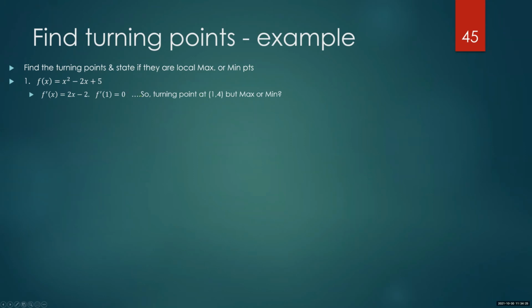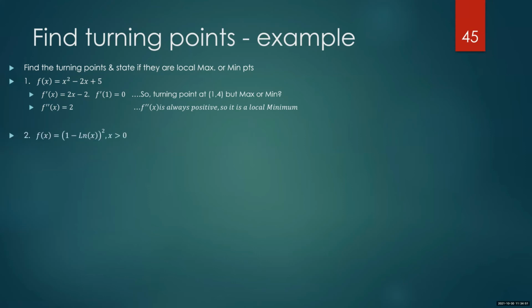So we found the x value for where our turning point is, but is it a maximum point or a minimum point? Well, f double dash of x is equal to 2 because we differentiate 2x minus 2 again and we get 2. Because f double dash of x is always positive, the point has to be a local minimum.